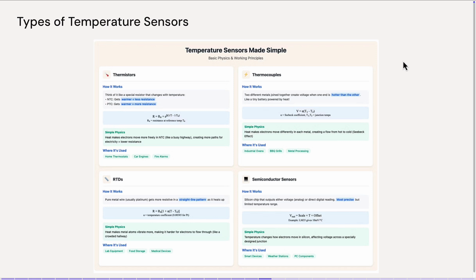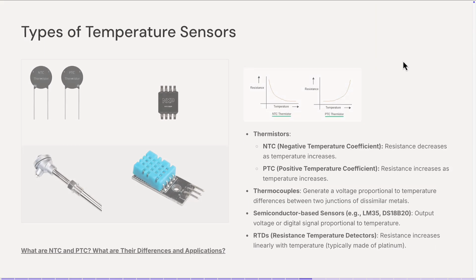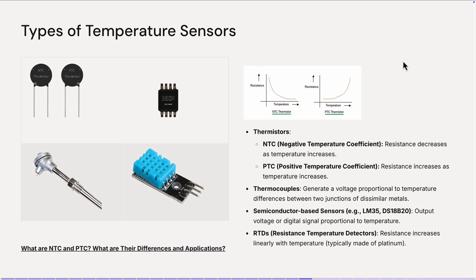So we have two types. NTC is negative. It has a negative response. It means warmer is less resistance. And we have a positive temperature coefficient, PTC, where warmer is more resistance. So you can have different types of thermistor. For example, with this one, if we increase the temperature the resistance decreases, and this one is the opposite. Okay, and both of them have opposite responses.